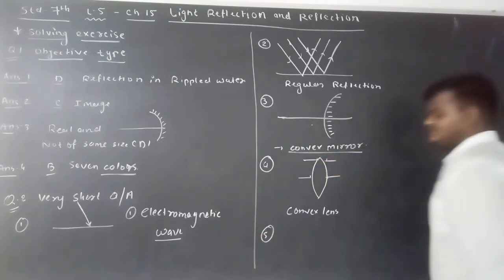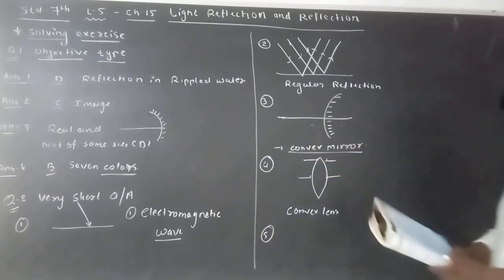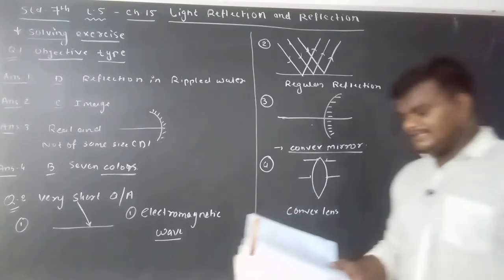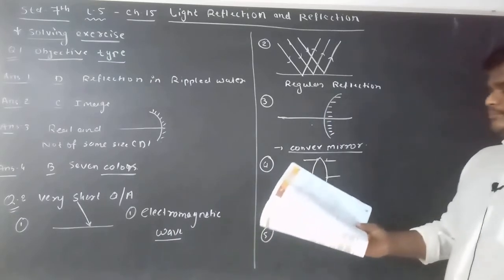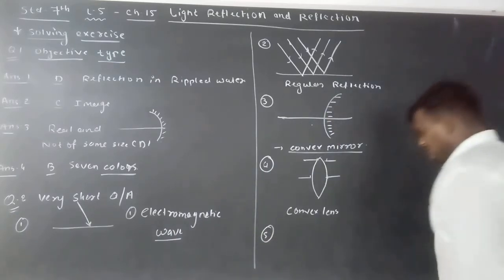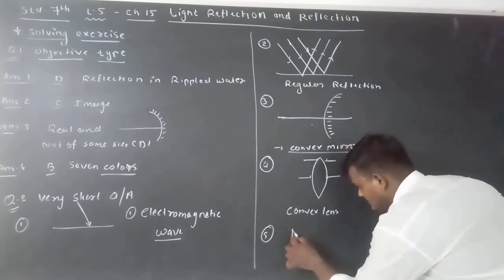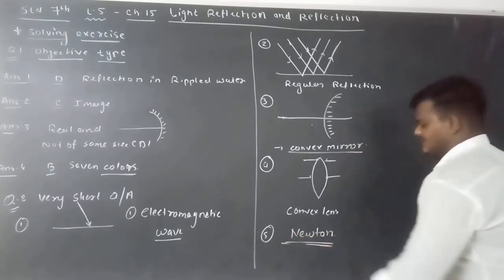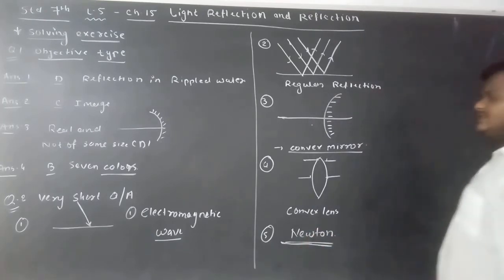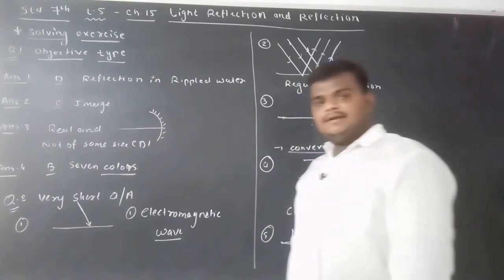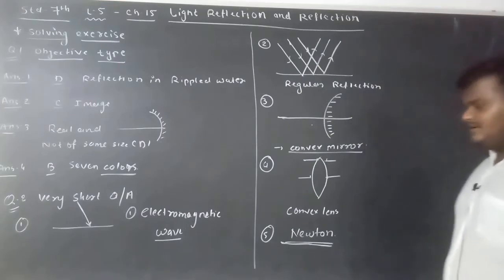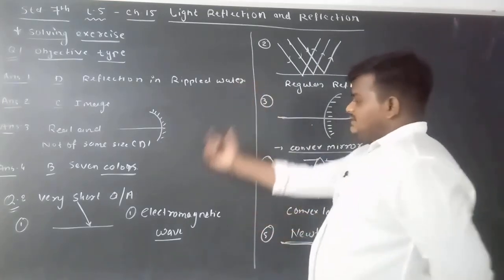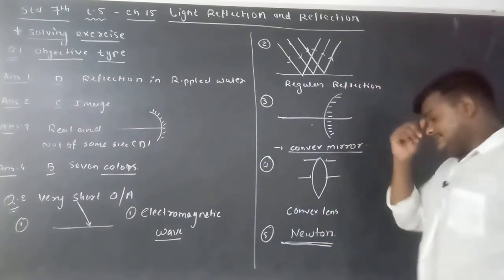Now the 5th question is given to you. The scientist who was the first to discover that sunlight is composed of 7 colors. So firstly it was discovered by Newton. Newton was the first scientist who discovered that white light is composed of 7 different colors. So these are your very short question answer session.